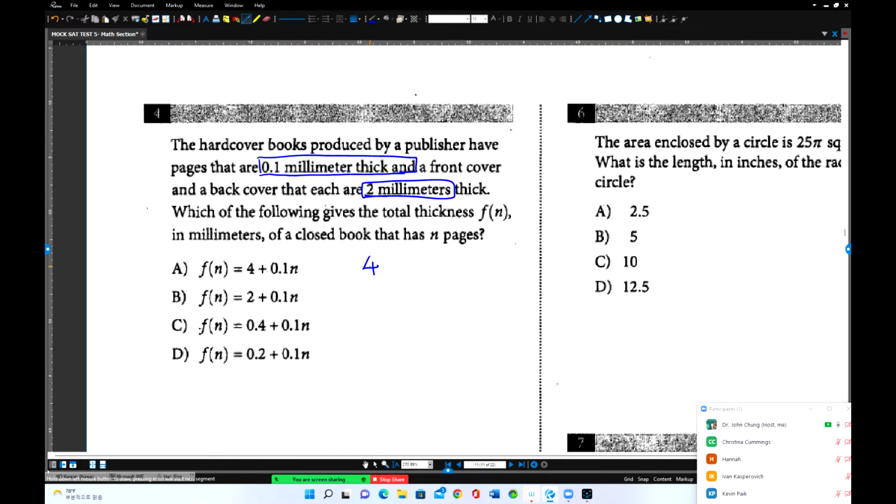Okay, front cover and back cover. 2 times 2 is 4, and inside over here, there is a number of pages. Each page is 0.1, right? So add 0.1 times the number of pages. Okay, choose the answer. Okay, that is for the cover paper. This is the inside. That's the number of pages. Okay, this is the rate, right? 0.1 millimeter thick. Okay, pages that are 0.1 millimeter thick, and the front cover is 2 millimeters. Okay, that's fine.